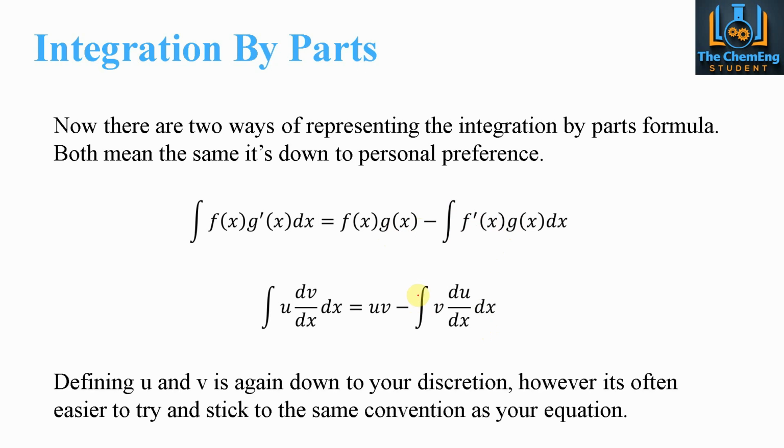Now, defining u and v, or f of x and g of x, at the beginning is essentially down to your discretion. You can decide, for the equation that you're wanting to solve, which one is u and which one is v. However, it is often easier to try and stick to the same convention within your equation. So try and make life easy for yourself.